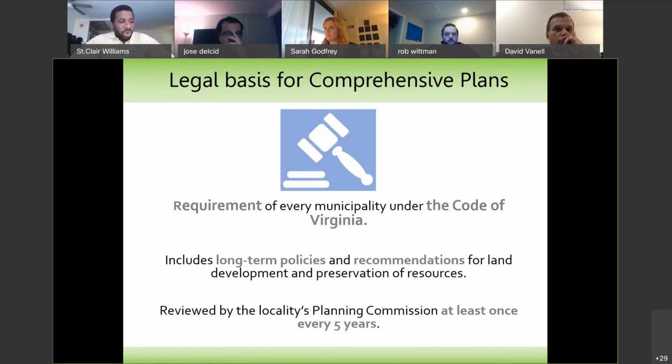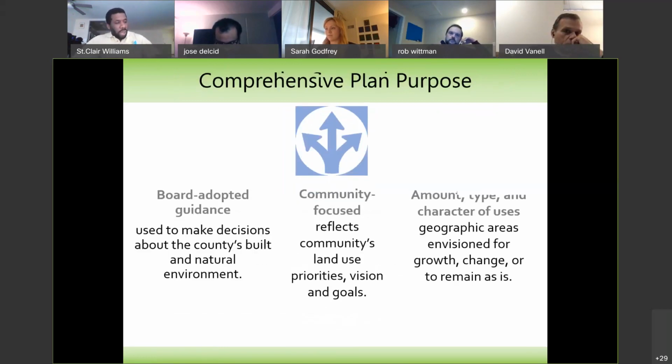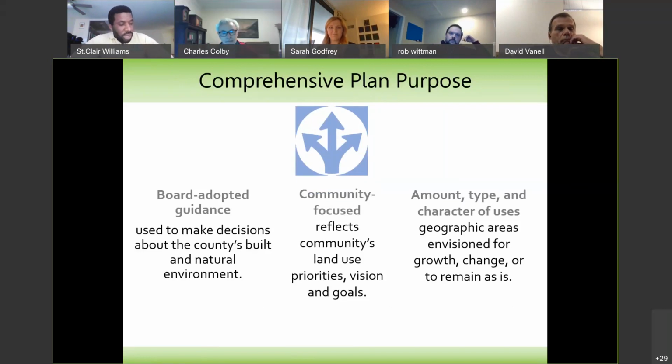The state code also requires that a locality's planning commission review the comprehensive plan at least once every 5 years to ensure recommendations promote orderly development and growth. So the comprehensive plan is the primary resource that staff, the board of supervisors, the planning commission and other decision makers use for evaluating land use applications and making policy decisions about the county's built and natural environments.